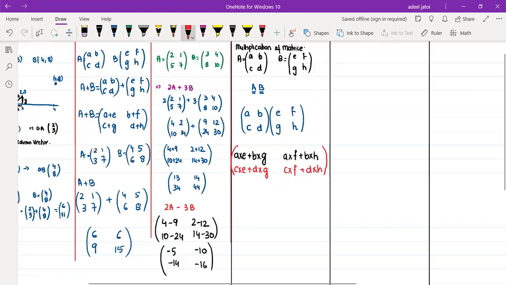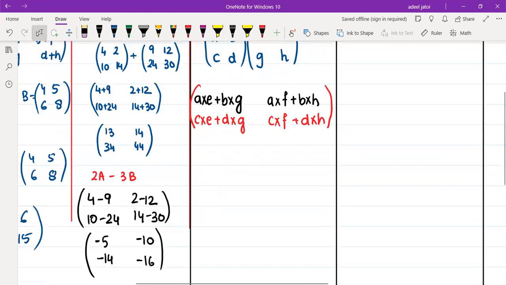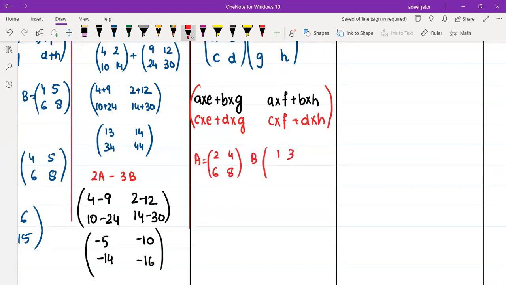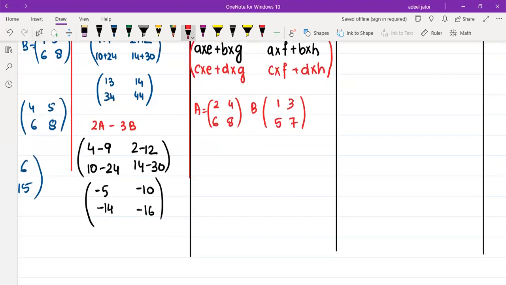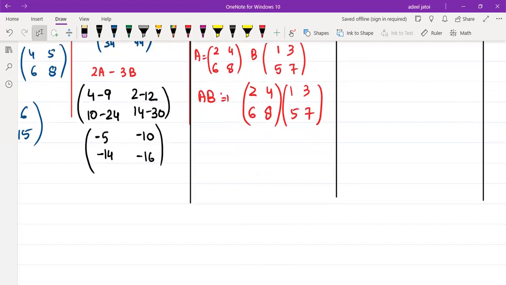Let's just do this through numbers so that it gets easier. Let's say A is 2, 4, 6, 8. And B is 1, 3, 5, 7. And we are told that A is being multiplied with B. So let's write down A and B: 2, 4, 6, and 8 multiplied by 1, 3, 5, and 7. In this regard, what you need to understand is your 2 is multiplied by 1.